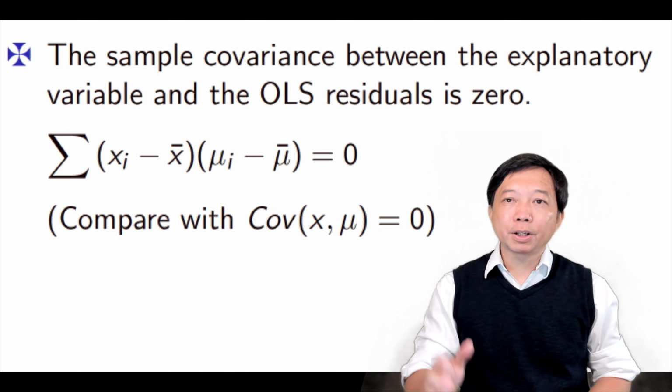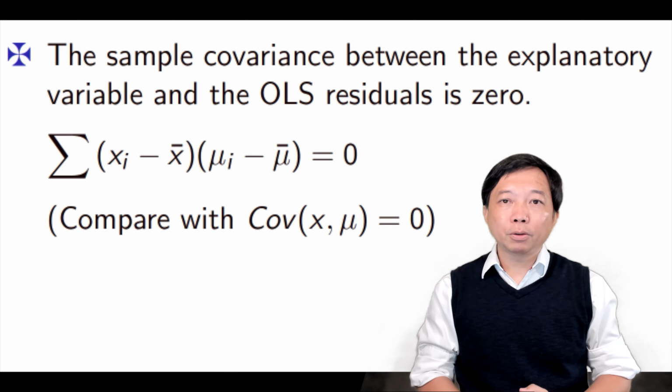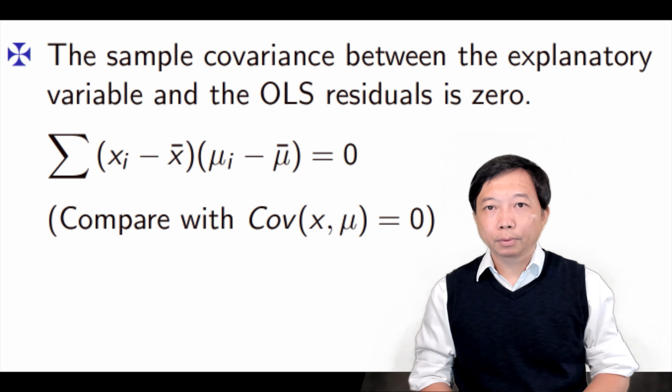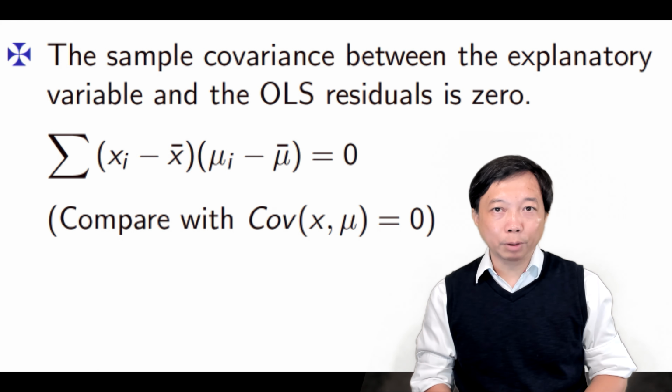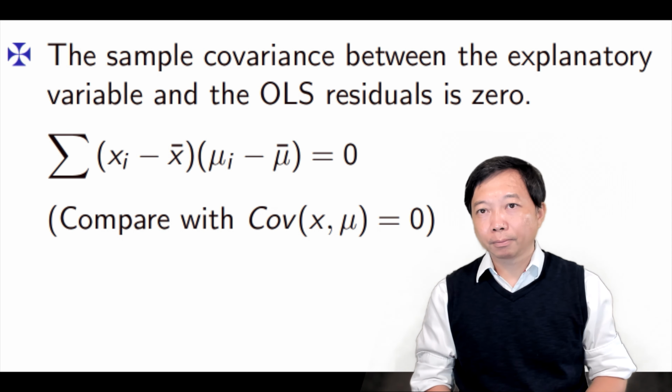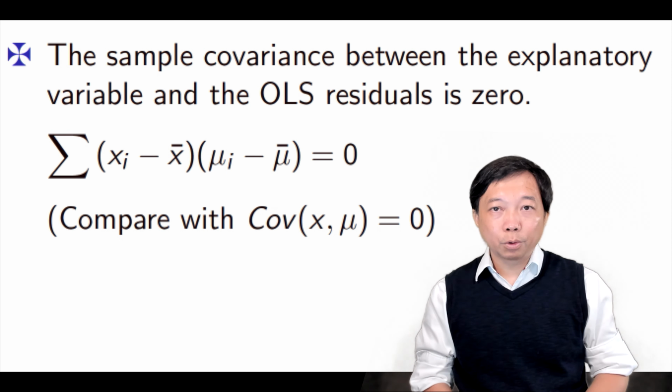The second property here is about the OLS method. For any given sample, the OLS estimates have this property. It says nothing about the population or the true relationship between x and y. The true relationship could be very different from the OLS fitted line.